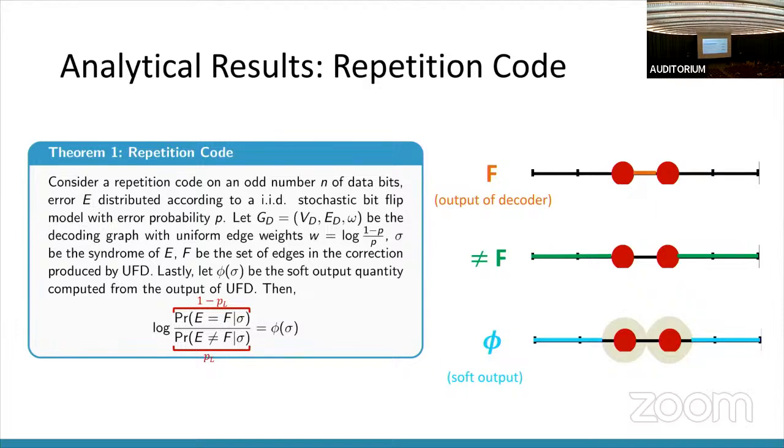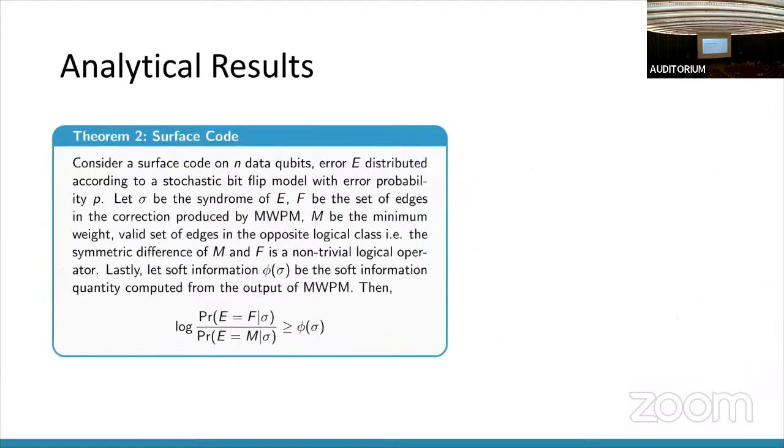And so the intuition, and what's cool about this result, is that because of the way log and division and probabilities work, we're really just showing that the weight of this green, so 1, 2, 3, 4, minus the weight of this orange, 1, is 3, which is the weight of the soft output information. That's essentially all we're showing here. Okay, so that was just for the repetition code. Now we want to show it for the surface code as well.